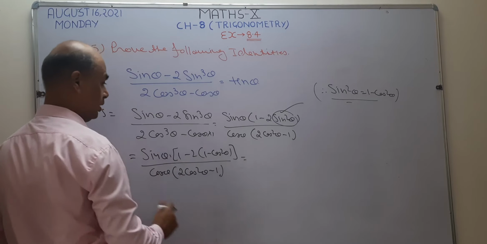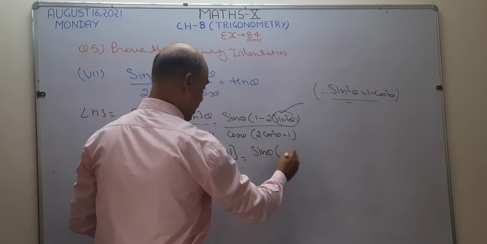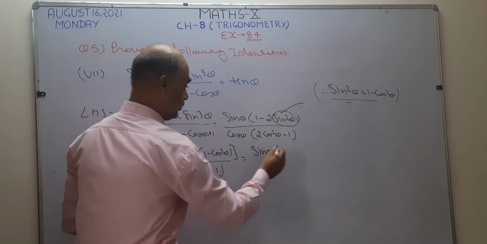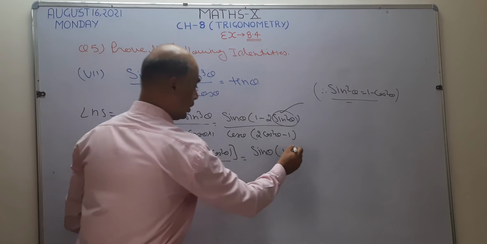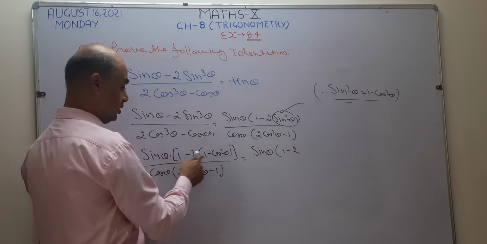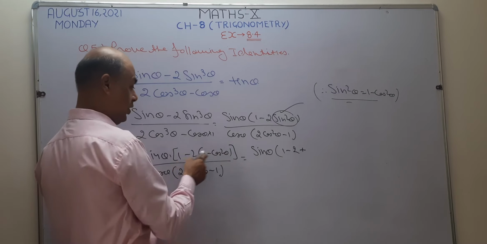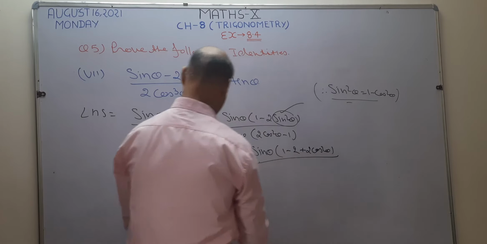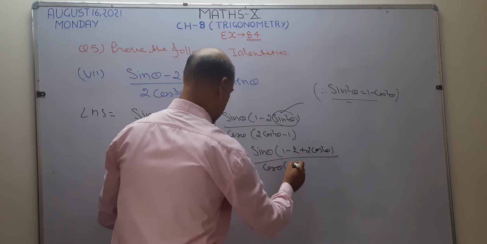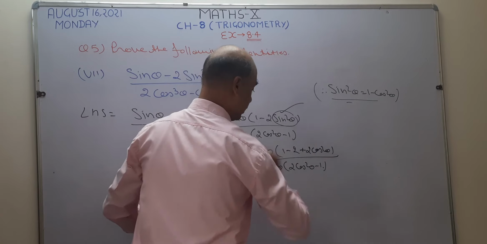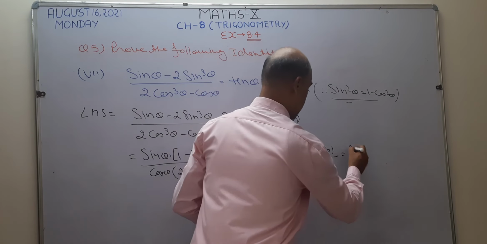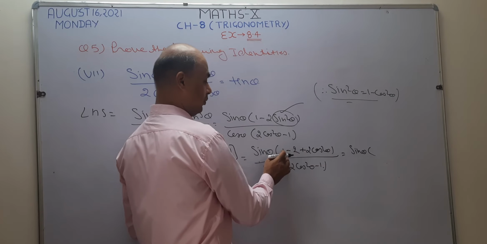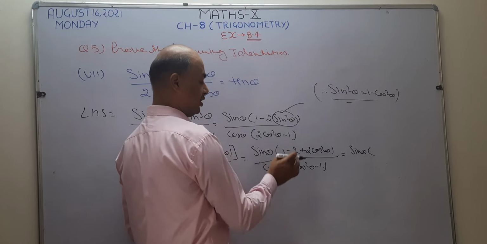Now open this bracket. First sin theta, I write the same. 1 is there. Minus plus, minus plus, minus: 2 ones are 2. After that, minus minus plus, so plus. After that, 2 into cos square theta becomes 2 cos square theta. The denominator part again remains the same: 2 cos square theta minus 1. Now sin theta is going to remain the same. This 1 minus 2 plus minus minus, so this becomes minus 1.